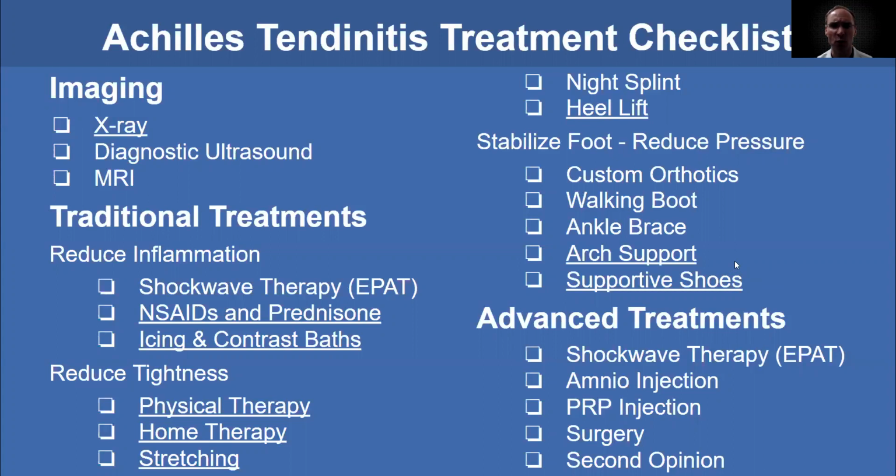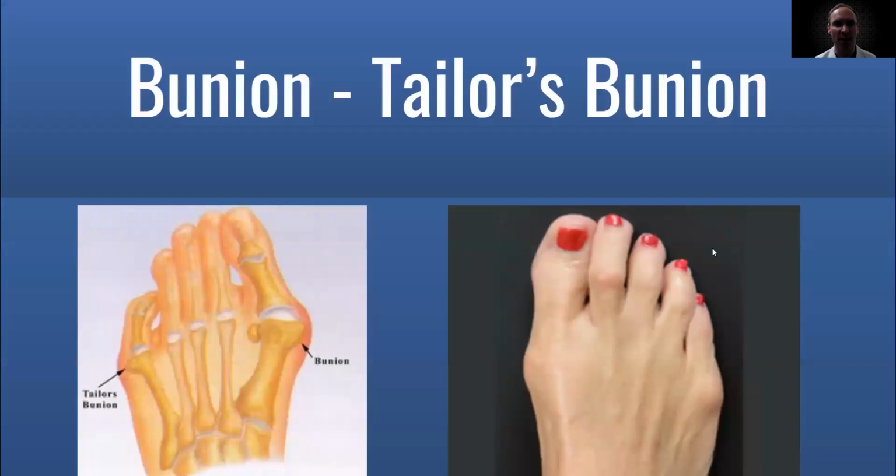Stabilizing the foot with a custom orthotic. A walking boot goes a long way, but you need to use a high walking boot to take the pull off the Achilles. An ankle brace can sometimes help. I don't use those that much. An arch support can sometimes help. Supportive shoes can help. The ones that you could try are underlined right here. And then some of the advanced treatments: shockwave, amnio injection, if it's an area that's not at the insertion, platelet-rich plasma injection, surgery, and then maybe getting a second opinion, having someone else take a look at it. So that's Achilles tendinitis. Let's go to the next one.